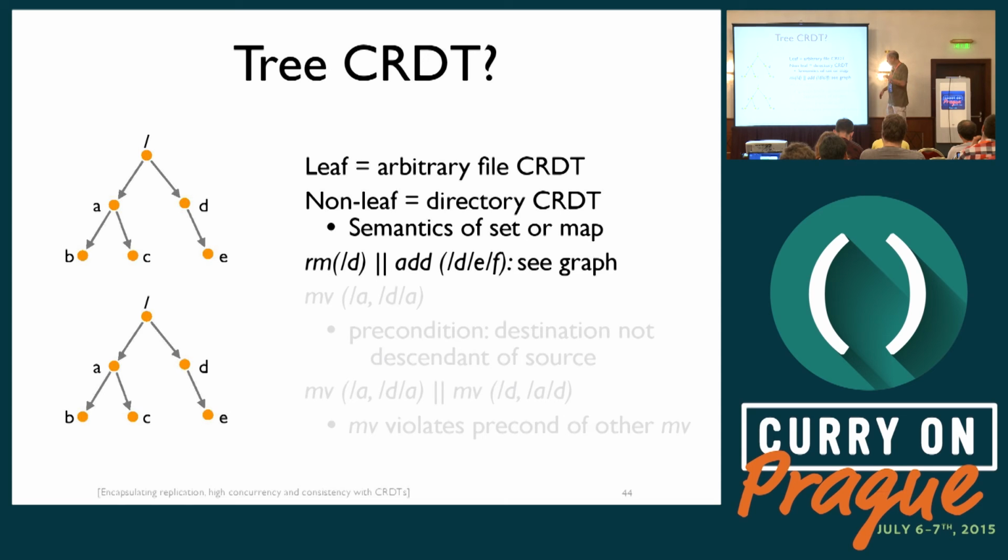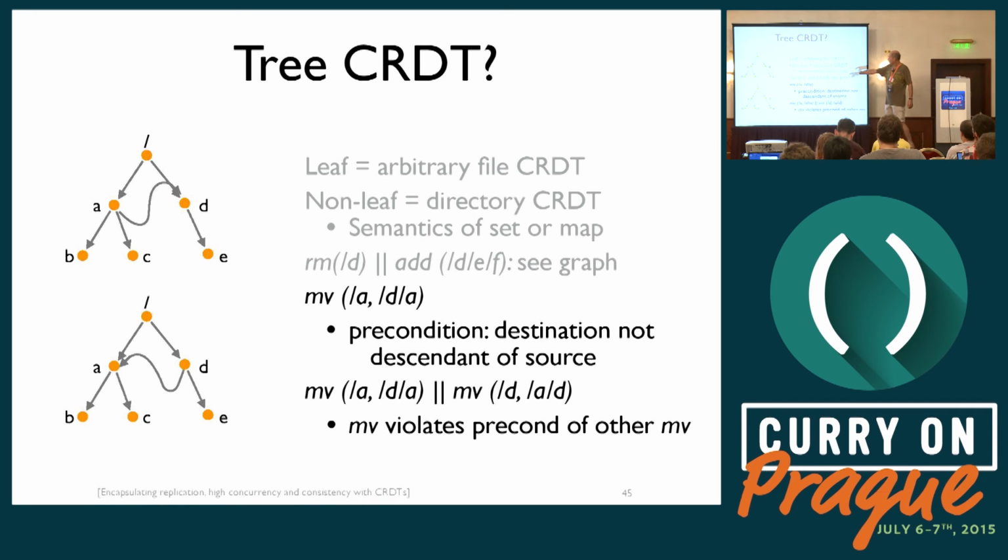Fine. But there's a harder problem. What happens if you try to move? Okay, so let's say here I want to move directory A under D on the top replica, and on the bottom replica I'm going to move D under A. Right. So I can't do that in sequential code, because in sequential code there's a precondition to move that says you cannot move under yourself. Right? But here you're not moving under yourself because it's all happening concurrently. So I could move A under D, and I can move D under A, and when I try to merge, whoops, I get something that's not a tree. And there are millions of distributed file systems out there that have this error.